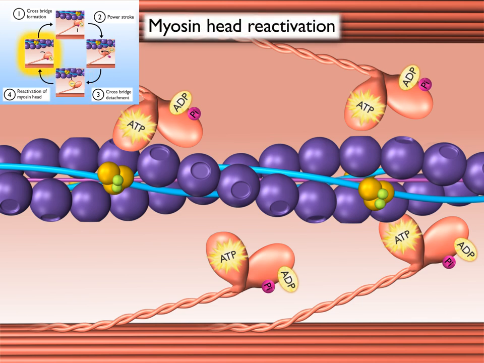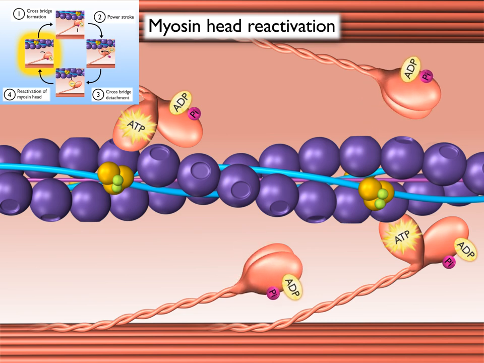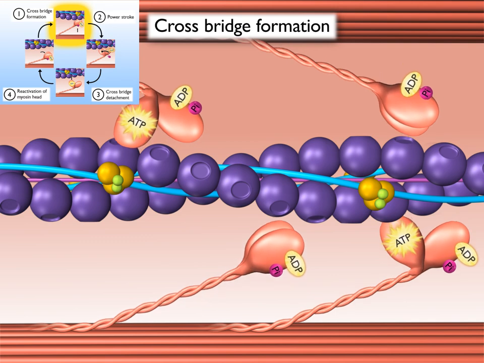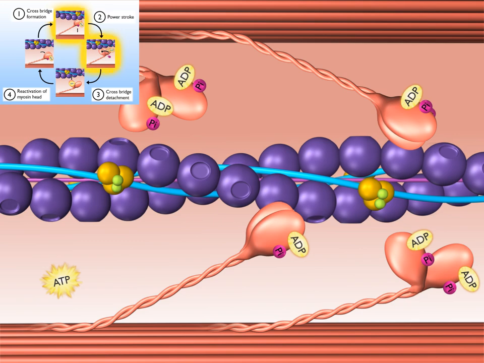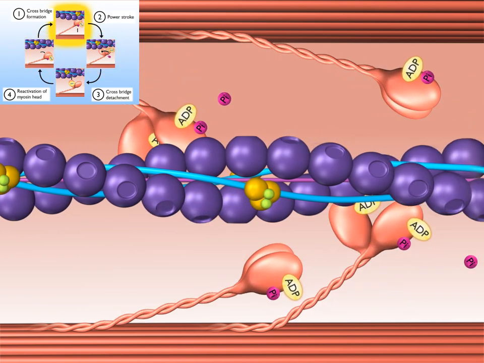Step 4 is the reactivation of the myosin head. This occurs when the ATP bound to the myosin head undergoes hydrolysis to ADP and inorganic phosphate. The energy released during hydrolysis reactivates the myosin head, pivoting it back to its high-energy state. The cross-bridge cycle starts again when the energized myosin head forms another cross-bridge. As long as the myosin binding sites on actin remain exposed and ATP is available, the cross-bridge cycle repeats, pulling the thin filaments toward the center of the sarcomere.